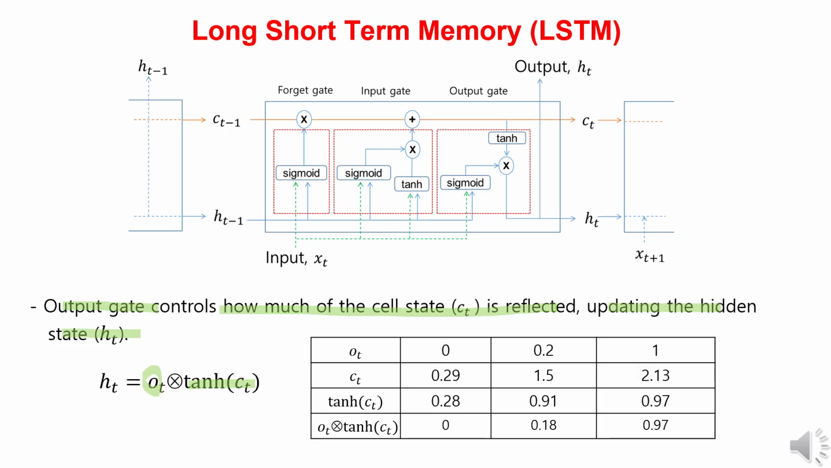For example, if the cell state is 0, none of its information is passed to the hidden state. If it's 1, the information passes through tanh and is fully reflected in the hidden state. If it's 0.2, only about 20% of the cell state information is passed to the hidden state.